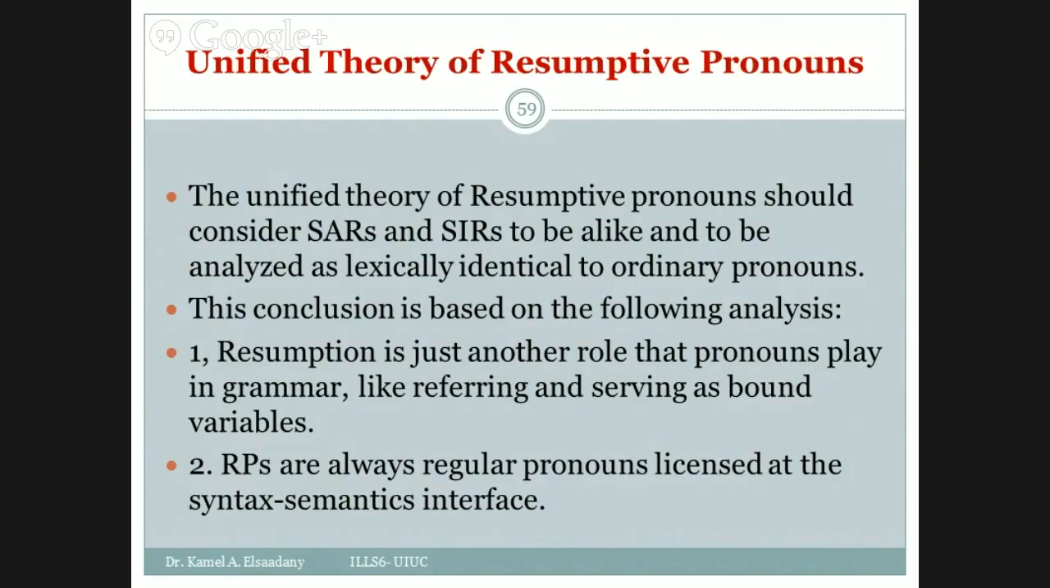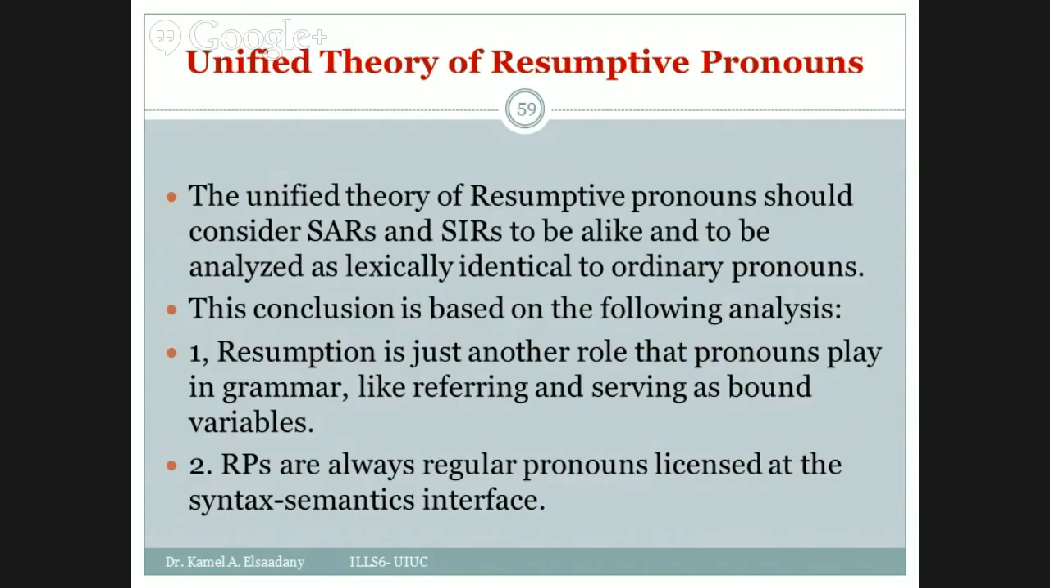Number one, resumption is just another role that pronouns play in grammar, like referring and serving as bound variables. And of course, in the body of the presentation, I put a lot of examples that prove that. Number two, resumptive pronouns are always regular pronouns. And also, I provided the examples.